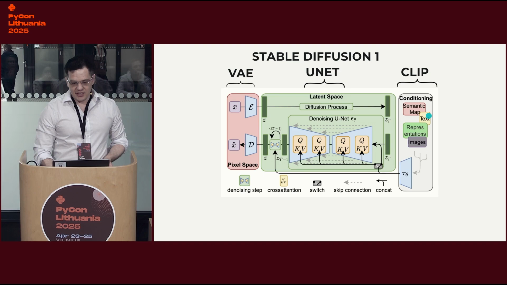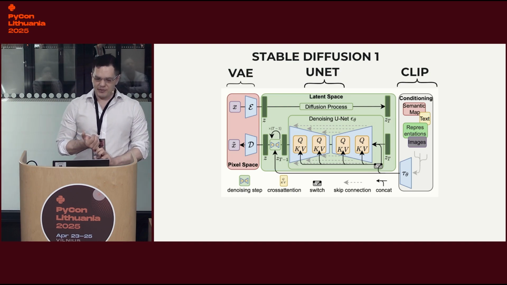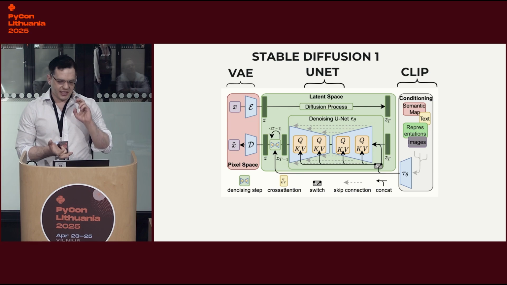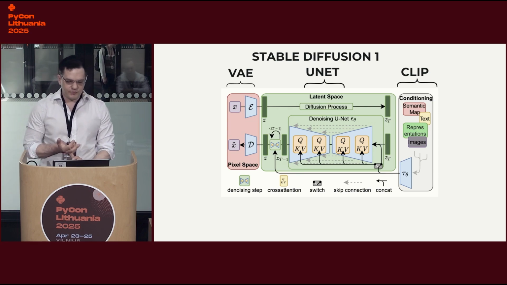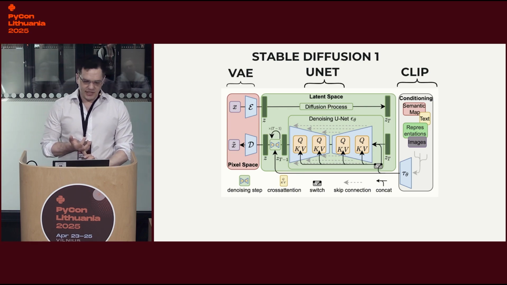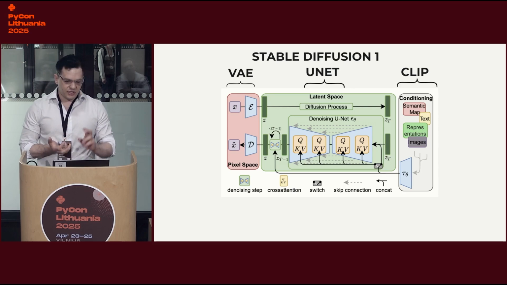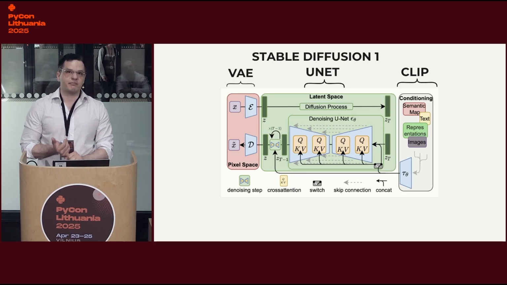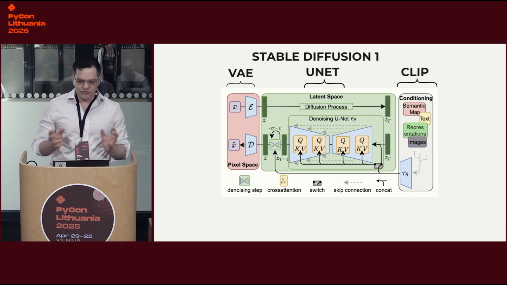The third component is something called CLIP. So this is used as part of the conditioning step, so that you can basically pass in via an embedding model context to the UNet, so you can tell it to generate something based off text or of existing images.